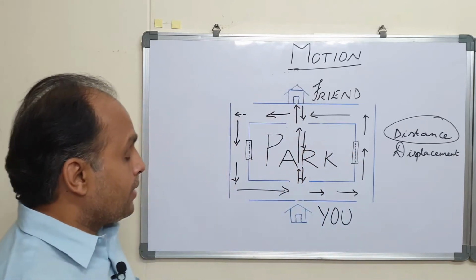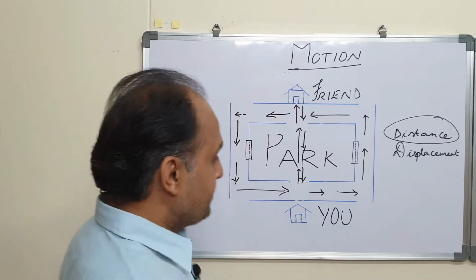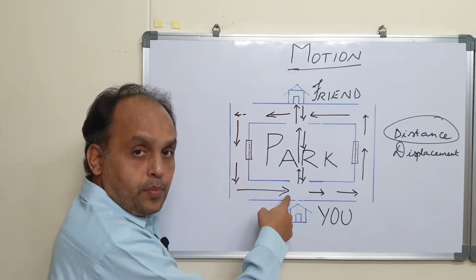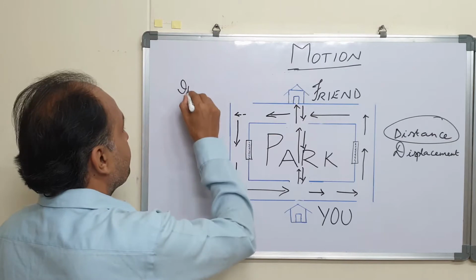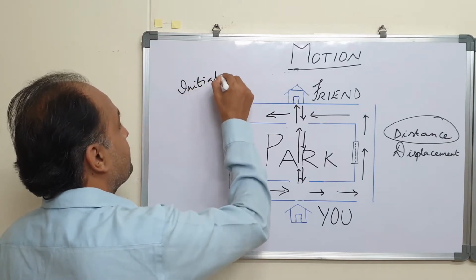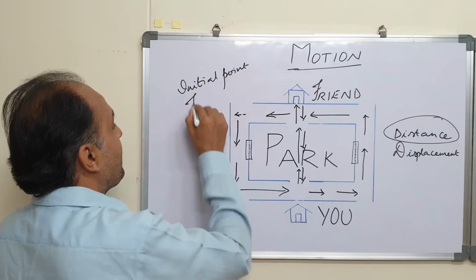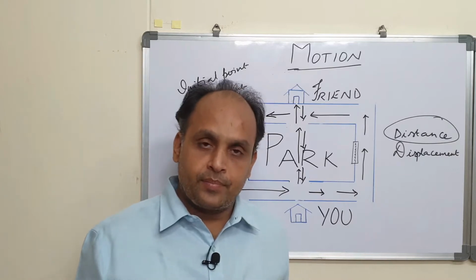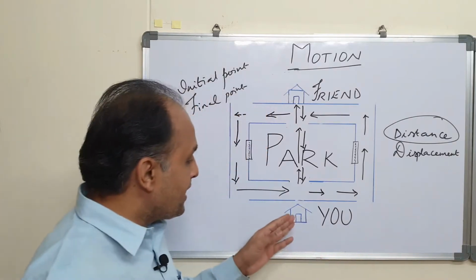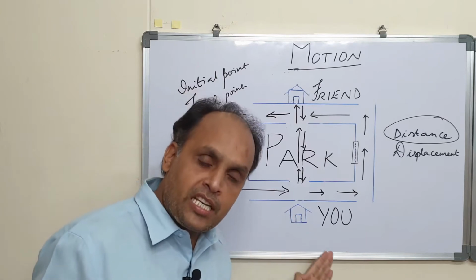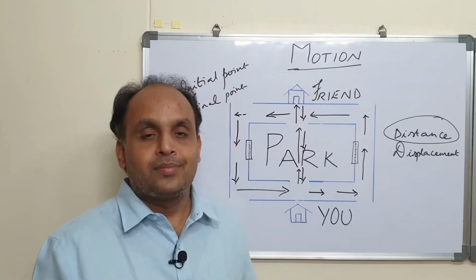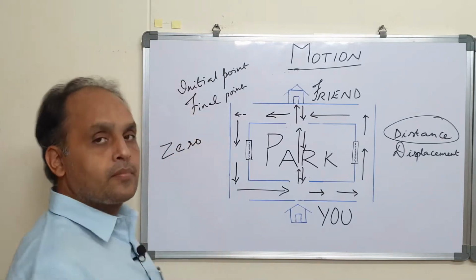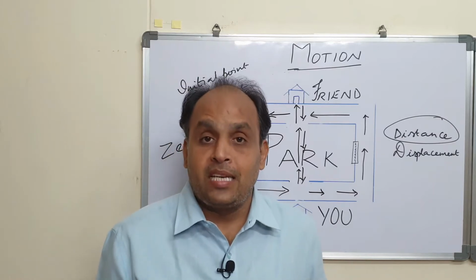Now, let us see what about displacement. You started from here, you went like this and came back here. So, your initial point of journey and the final point of your journey are same. So, when the initial point of your journey is this and the final point of your journey is also this, then the displacement would be 0.